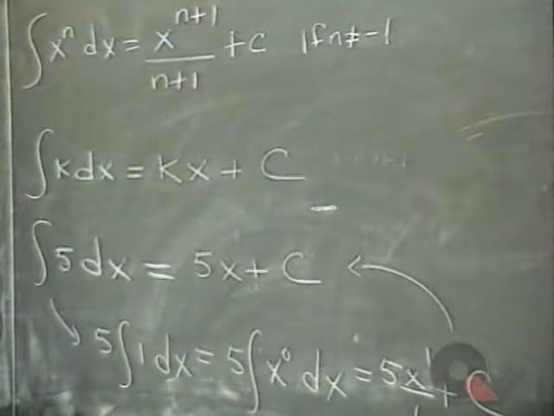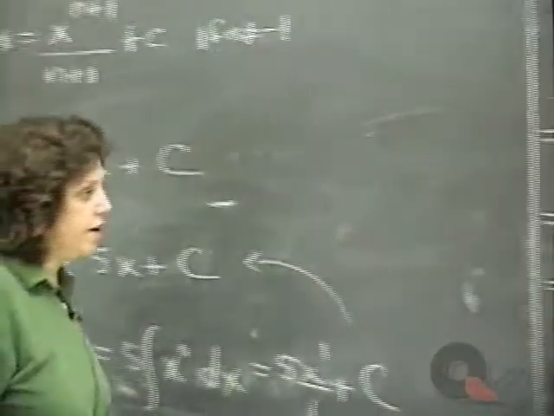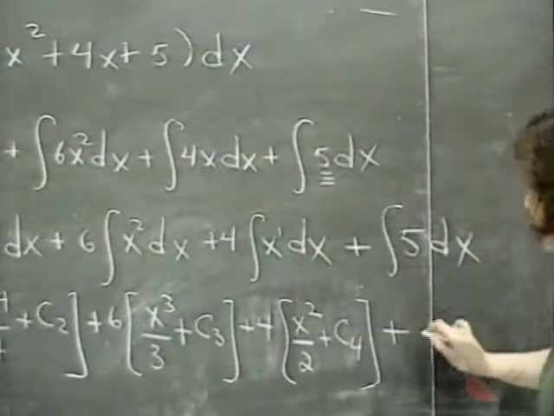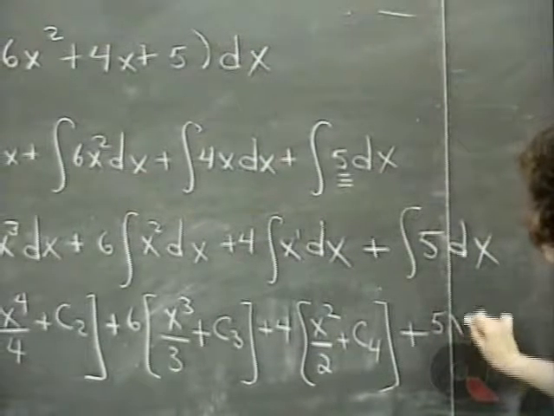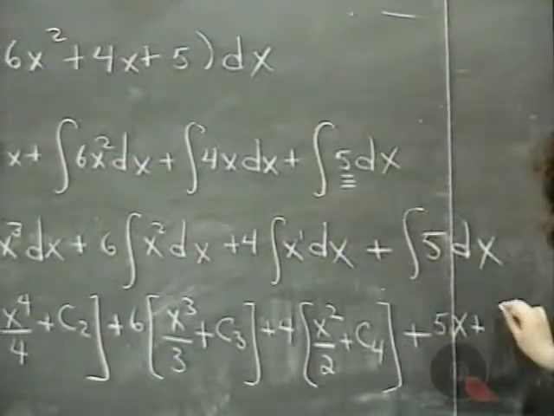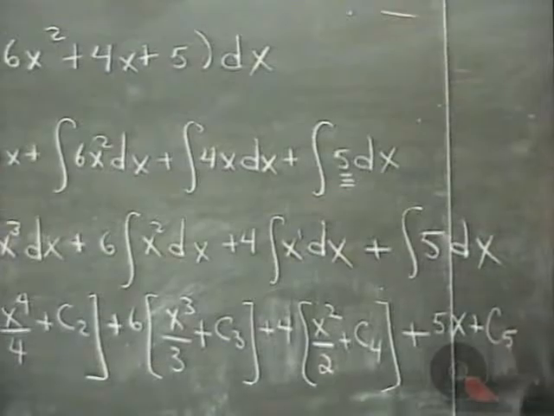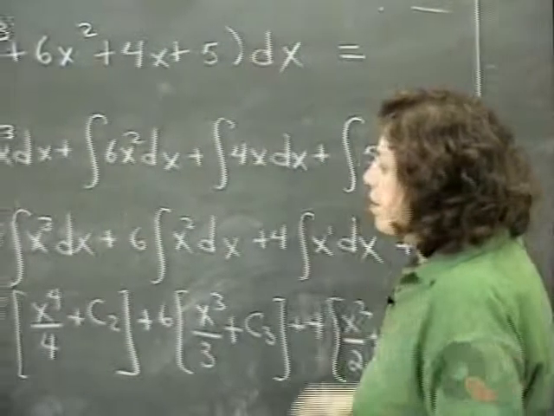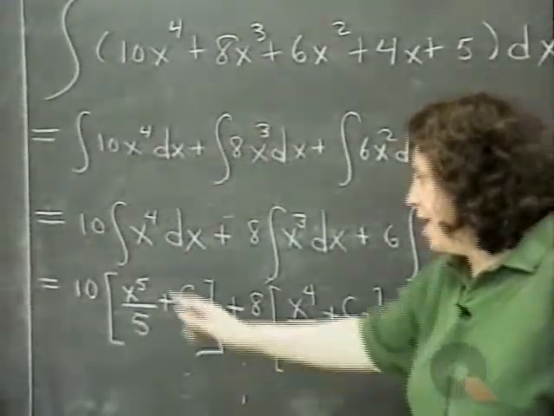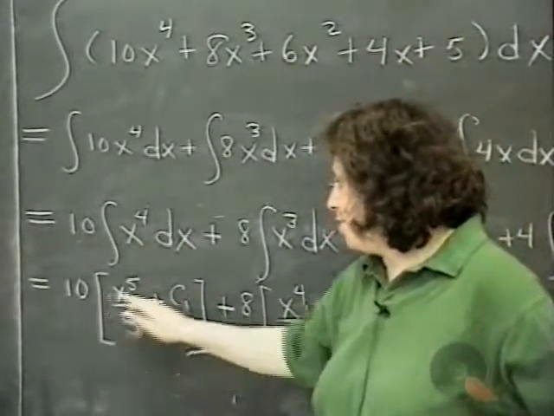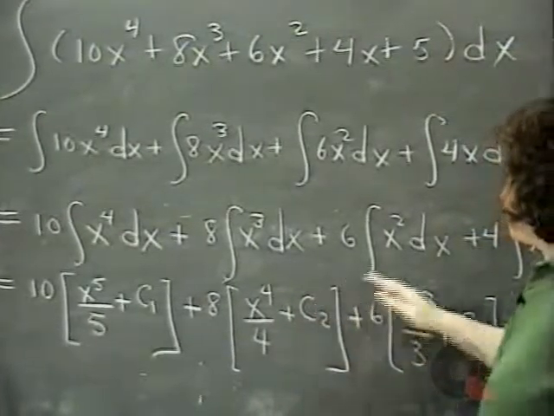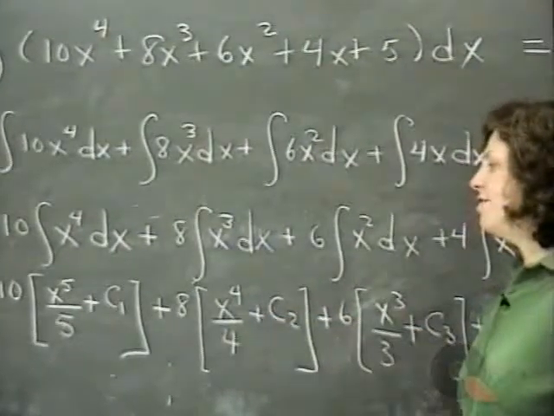Okay, so we have this over here now. The antiderivative of 5 with respect to x back here is 5x plus another constant, let's say c5. Let's clean this up a little. Let's see what we have. 10x to the 5 over 5 plus 10c1 plus 8x to the 4 over 4 plus 8c2 and so on. I'm going to pull the constants out till the end.